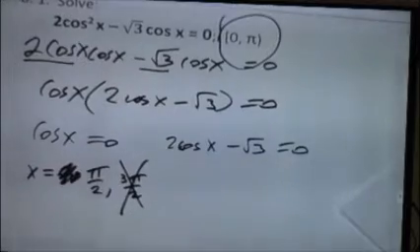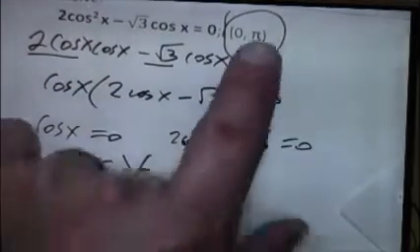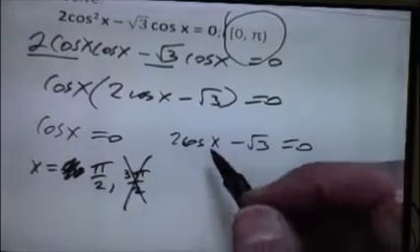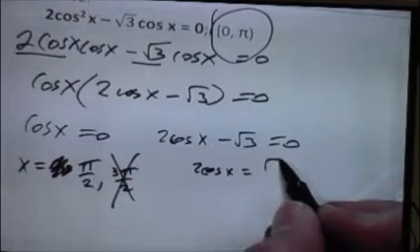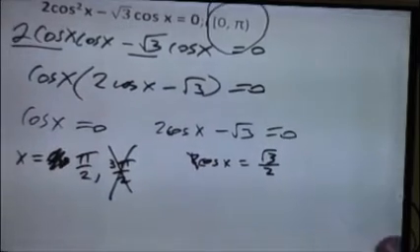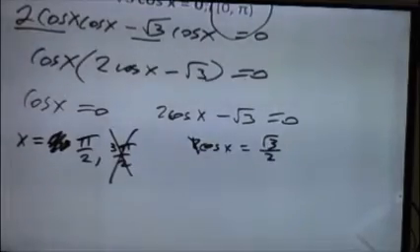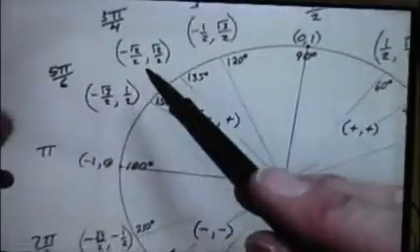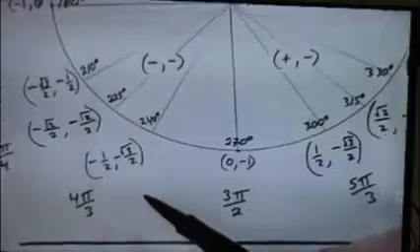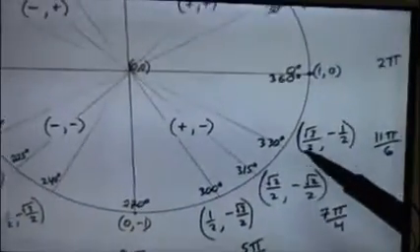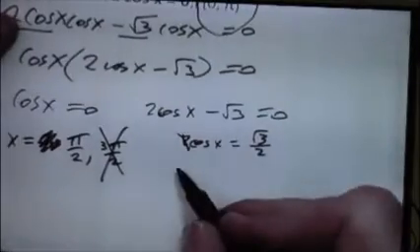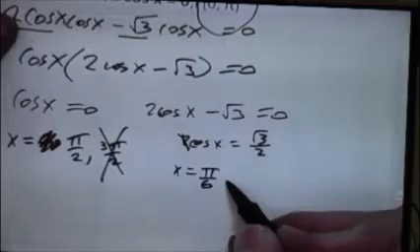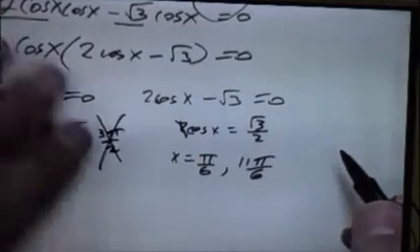Now, it's going to be useful for me later in the find all solutions part, but right now, it doesn't match what was told. This one, now let's solve it by moving the square root over. 2 cosine x is square root of 3, divided by that 2. So let's find where the cosine is square root of 3 over 2. I see a square root of 3 over 2 here, a negative square root of 3 over 2 there, another negative square root of 3 over 2, and here's a positive square root of 3 over 2. So it looks like it's at pi over 6 and 11 pi over 6. So x is pi over 6 and 11 pi over 6.